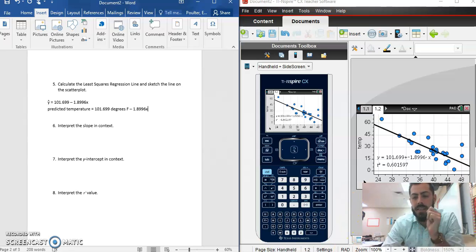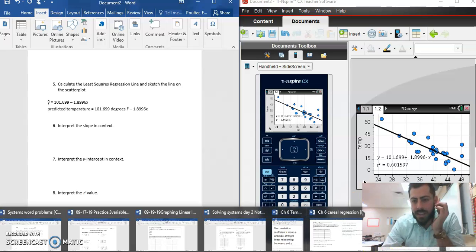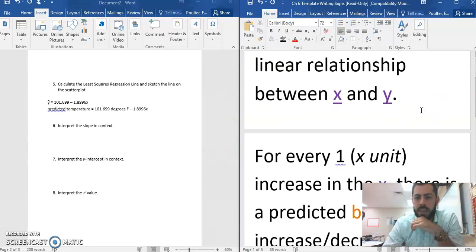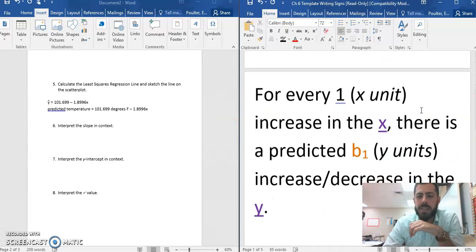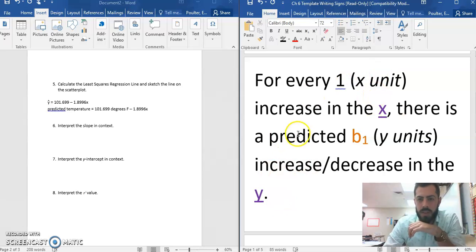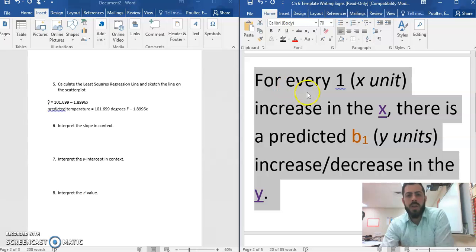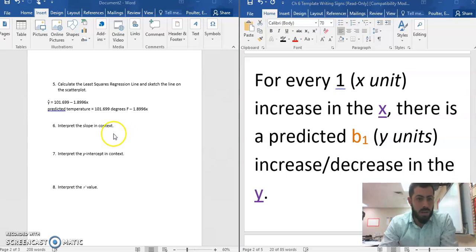So for this, here's the sentence stem we like to use. Nope, not that one. I lied. Here's the sentence stem we like to use. This is our slope prompt. For every one blank increase in the x, there is a predicted blank decrease or increase in the y, depending on the situation. So all we have to do is go back and fill in these blanks.